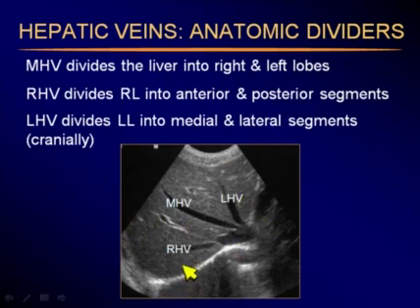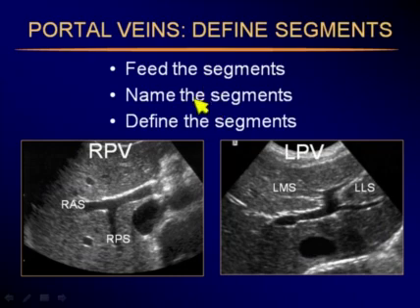Here's a transverse section high in the liver, and we see the three hepatic veins coming together at the inferior vena cava. The middle hepatic vein divides the liver into right lobe and left lobe. The left hepatic vein divides the left lobe into medial and lateral segments. But this only occurs in the high, cranial parts of the liver. That's where the hepatic vein is. The right hepatic vein divides the right lobe into anterior and posterior sections. Okay, so now we have right and left lobes divided. Now the portal veins, they feed the segments, we name the segments, and they define the segments. Okay, so here we have a portal vein with bright walls.